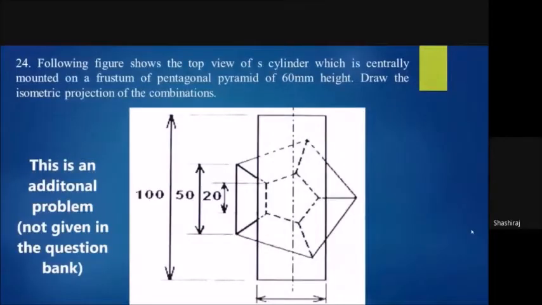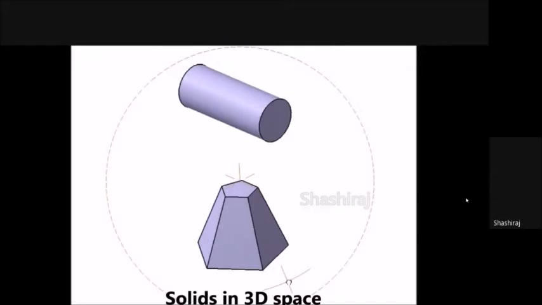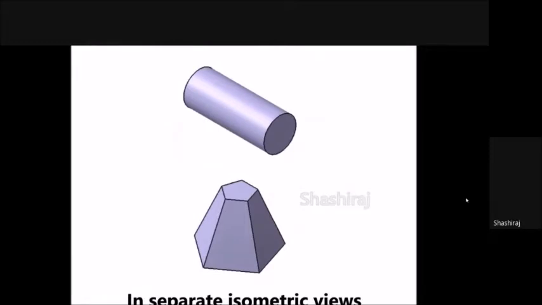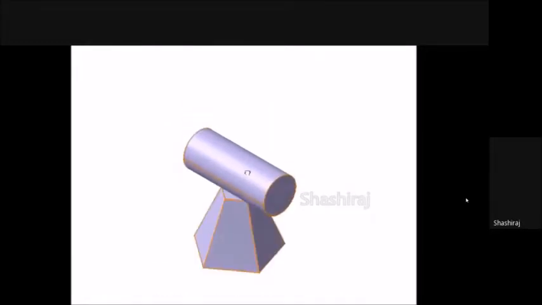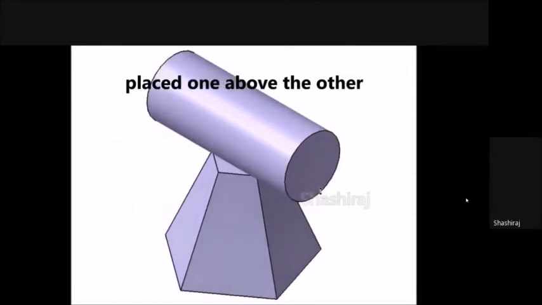Top view of a cylinder, which is centrally mounted on a frustum of a pentagonal pyramid of 60 mm height. Draw the isometric projection of the combination. There are two solids. The bottom one is a frustum of a pentagonal pyramid, and on top of it there is a cylinder which is horizontally placed. First, let us visualize it in 3D. Two solids, when they are kept in space, look like this, and in isometric view it will be like this. When I place the cylinder on top of the pyramid, it will be like this. So this is what you need to construct now.